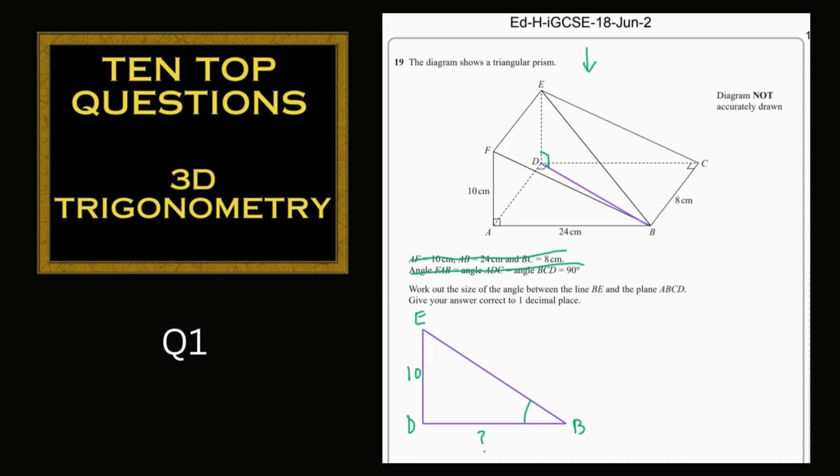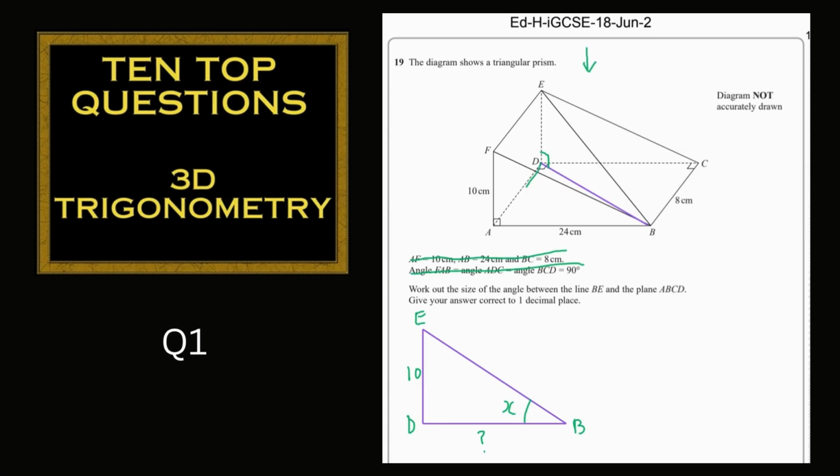So the angle you are attempting to find, let's stick an X on it. Now you could go with trying to find the line EB, but nah, not worth it. Let's look at the floor. The floor is a rectangle.